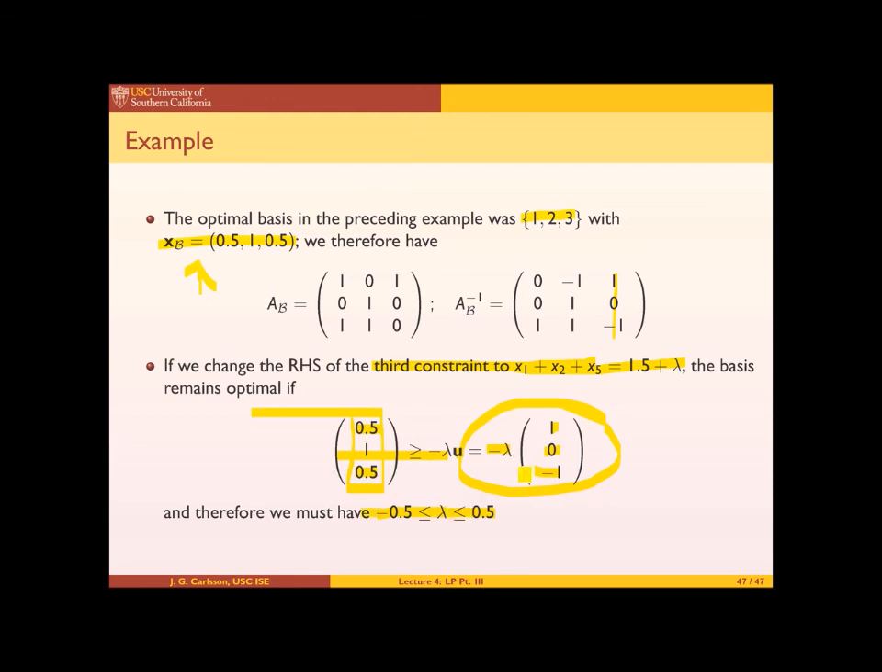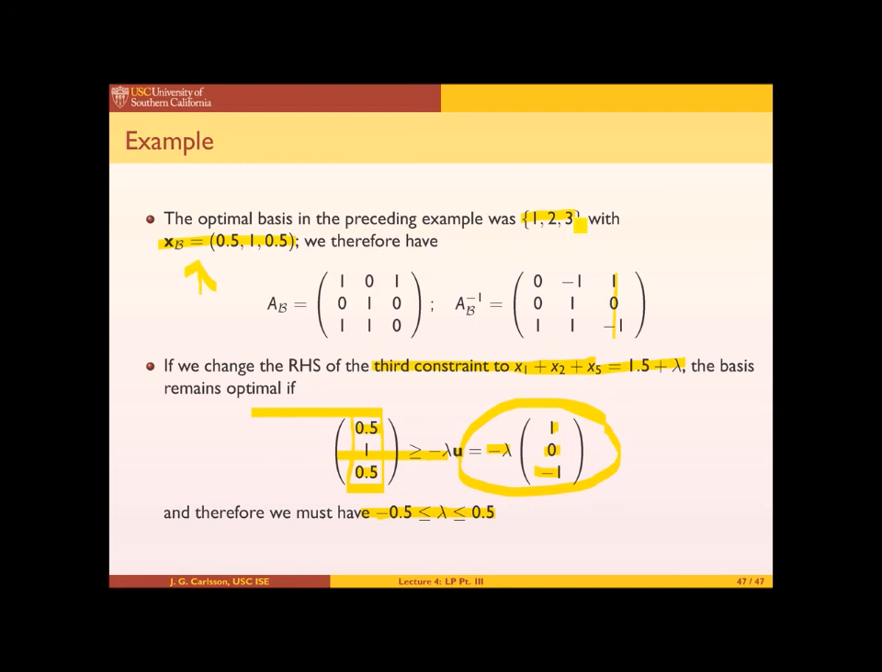So if I vary that right-hand side from 1.5 to 1.5 plus lambda, then as long as lambda is between plus and minus 1/2, the optimal basic set won't change. That means I can change that 1.5 to anywhere from 1 to 2, and the optimal basic set will continue to be the same: 1, 2, and 3.